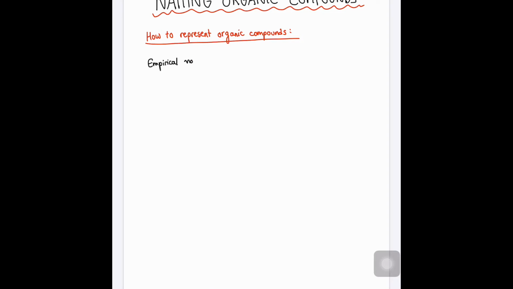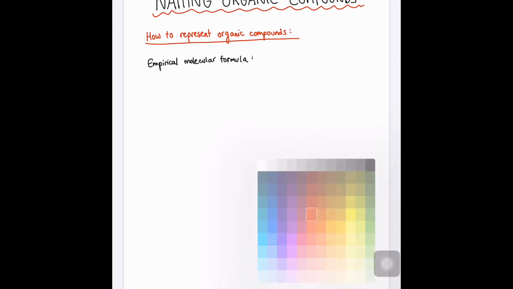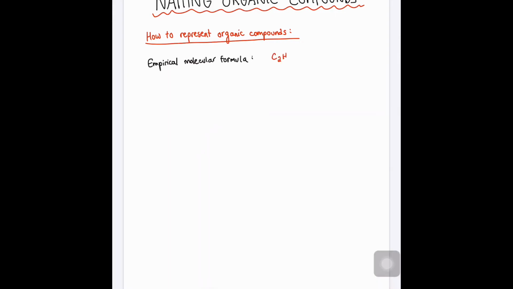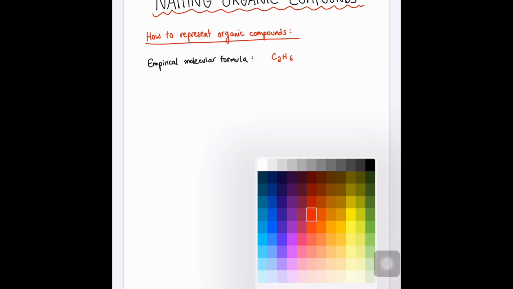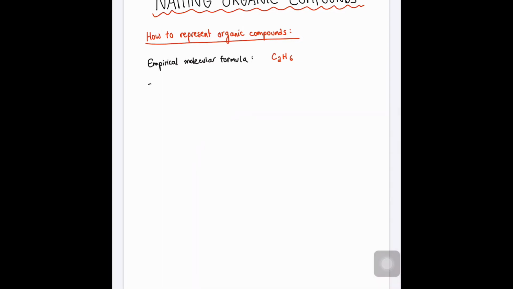The first way we can is through the empirical molecular formula. So this is the formula that just tells you exactly which elements are in this compound and how many. So for example, C2H6 is the empirical molecular formula for ethane. Another way that we can represent these compounds is through their structural formula.